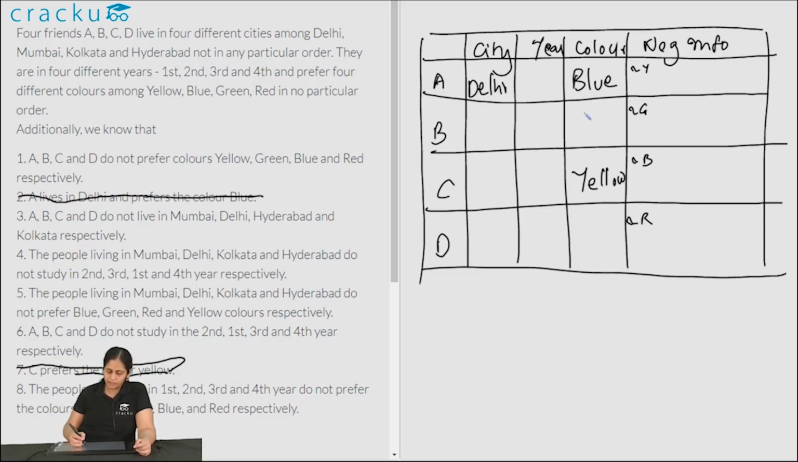This guy is not green, so this guy must be red. That means this guy should be green. Okay, so I've figured out the colors pretty simply and I've used up this clue. I can strike it out.